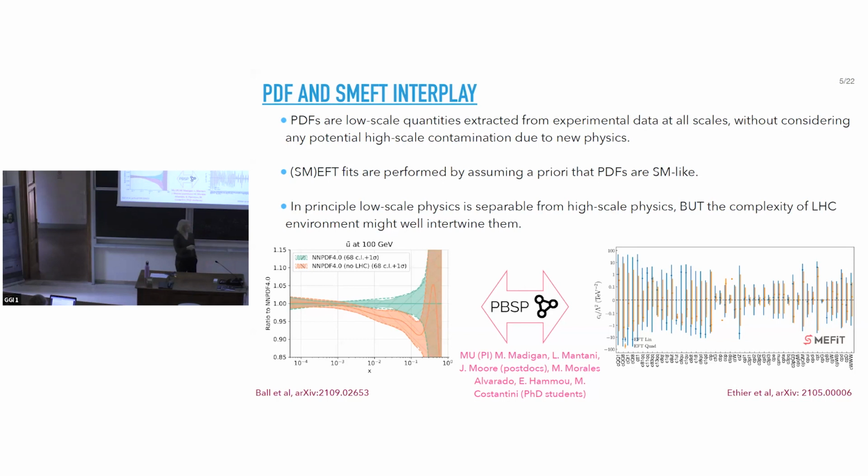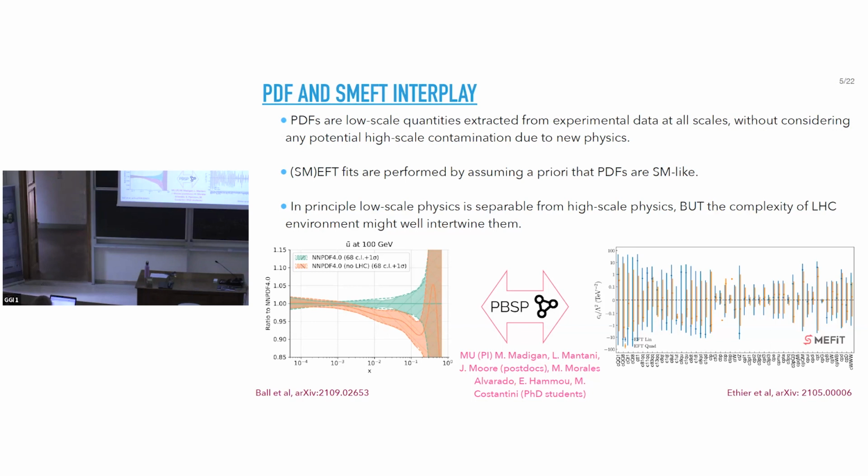And this is what we are trying to answer with my ERC collaboration. So is there an interplay between the SMEFT fits and the PDF fits? This is something I want you to notice. If you look, for example, at NNPDF 4.0, this is the anti-up distribution at 100 GeV. This is the fit without the LHC data.